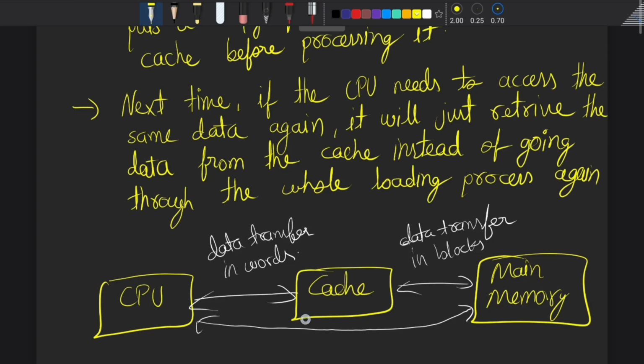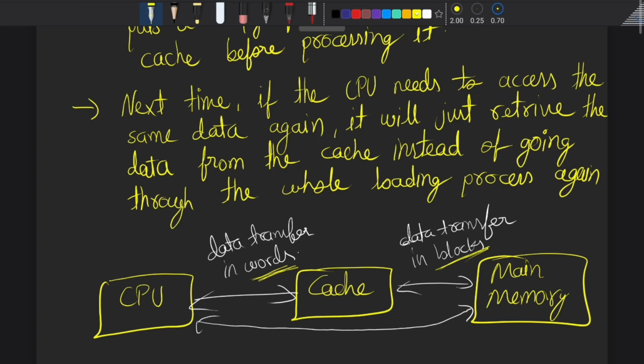Now another important thing is that the data from cache memory to the CPU is transferred in the form of words. We have already discussed words in previous lectures. And when the data travels from main memory to cache memory, it travels in the form of blocks. It is a major distinguishing thing between how the data travels from cache to CPU and from main memory to cache.